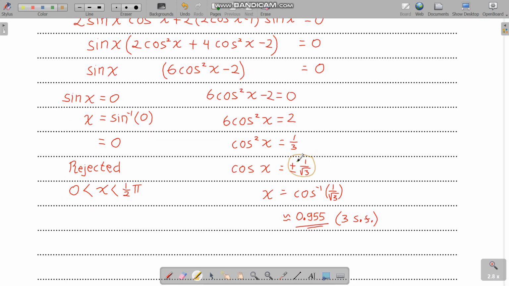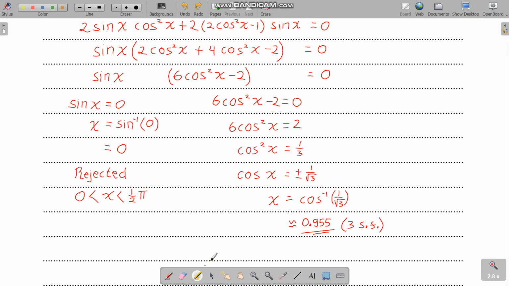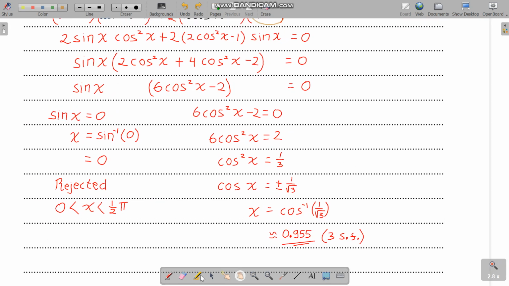We have plus minus, so the x is inverse cos 1 over root 3. And in case you are wondering why don't we use the negative, well, because we are using only the first quadrant in the domain. So first quadrant means we use only the positive, so inverse cos something positive. So in radians 3SF we get only one final answer.